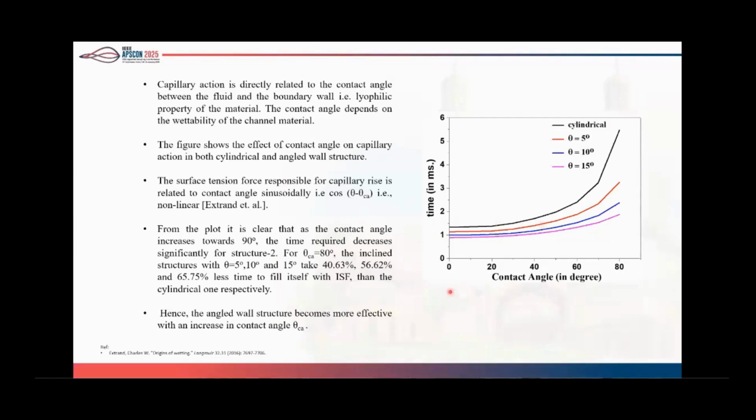And from the plot, you can deduce that, compared to the cylindrical wall structure, the inclined wall structure with theta equal to 5 degrees, 10 degrees, and 15 degrees takes less time to fill itself for ISF: 40.63%, 56.62%, and 65.75% less time than the cylindrical counterpart. So the inclined wall structure becomes more effective also with an increase in contact angle, that is theta CA.